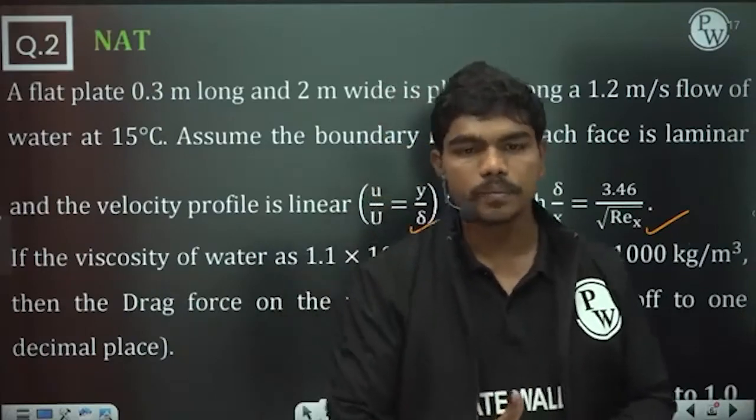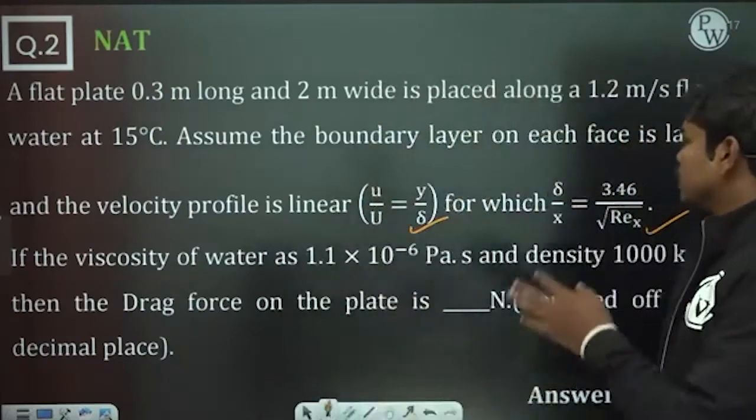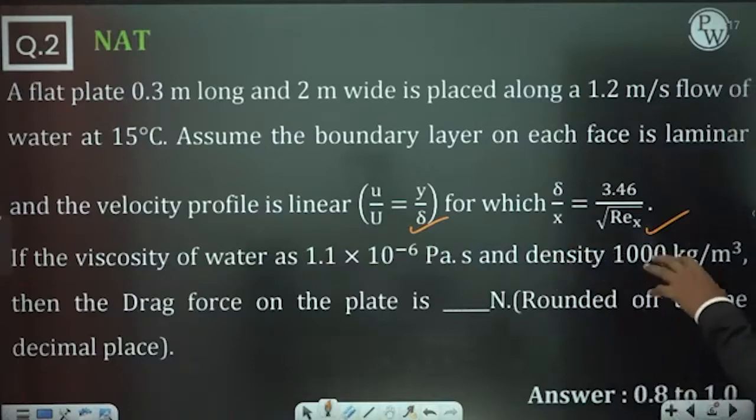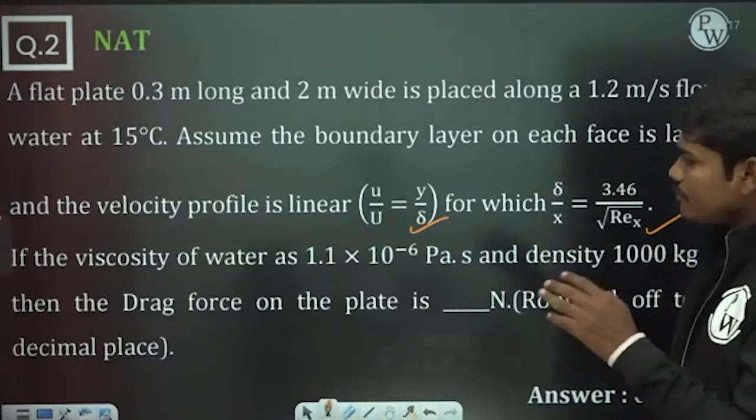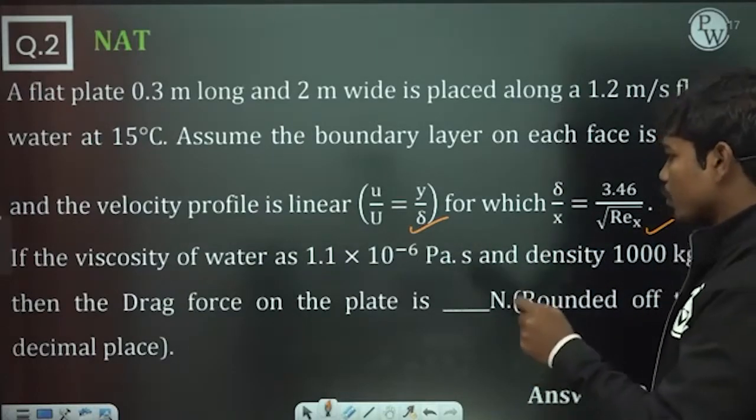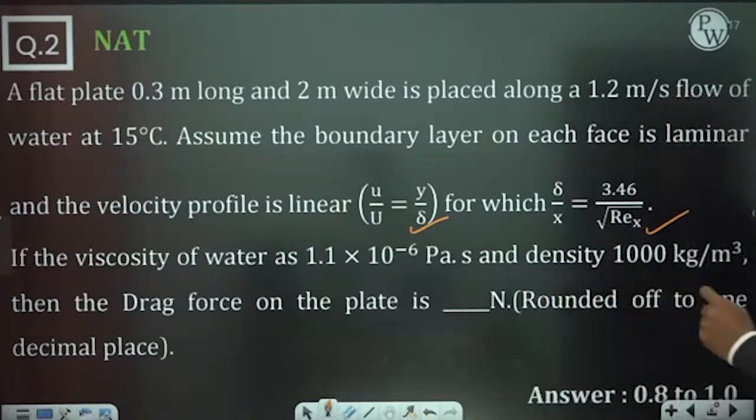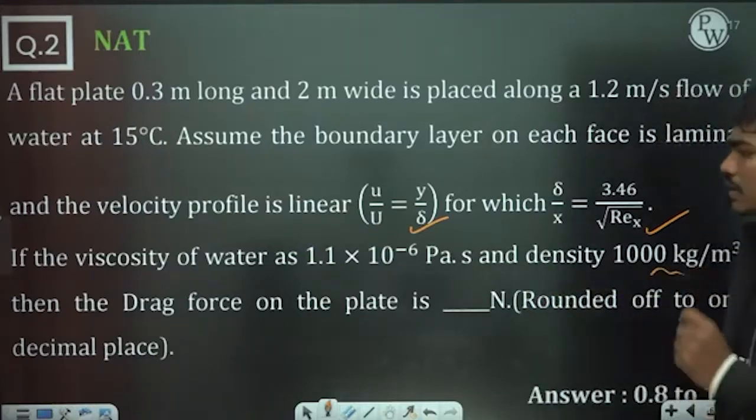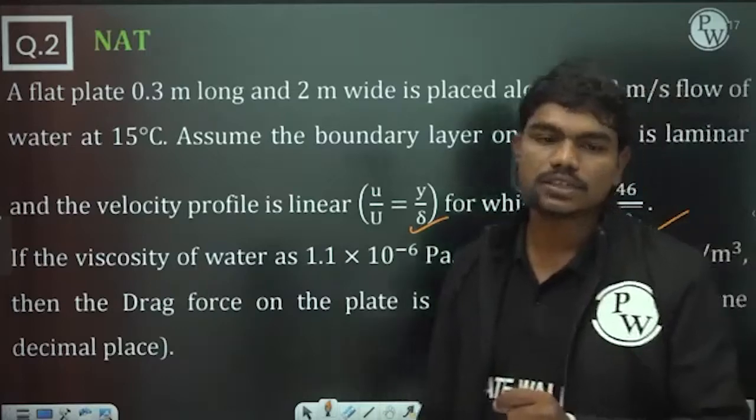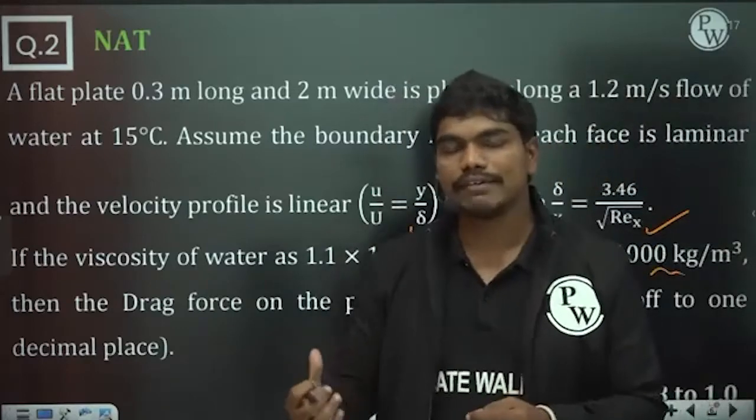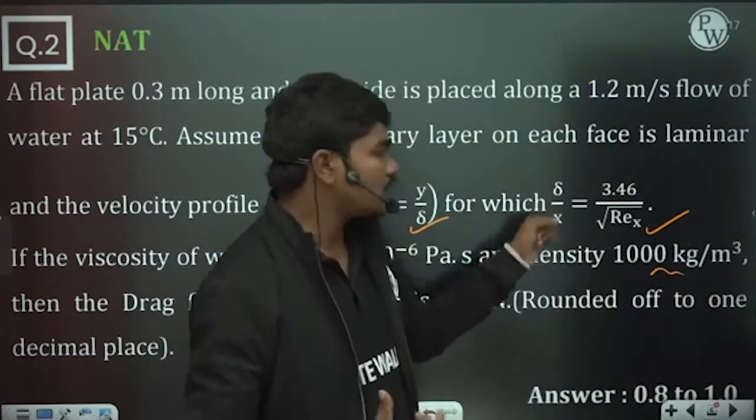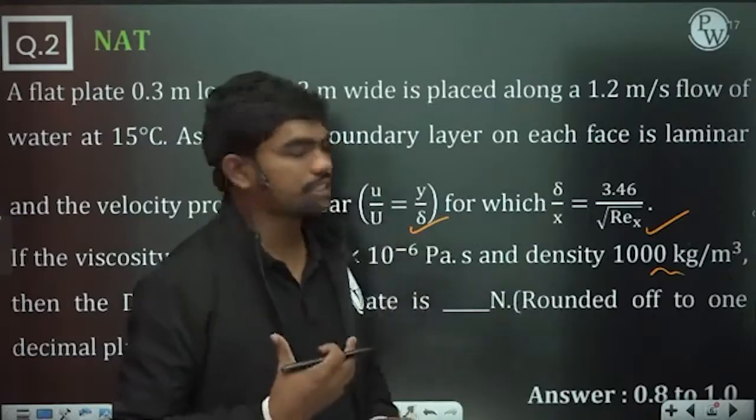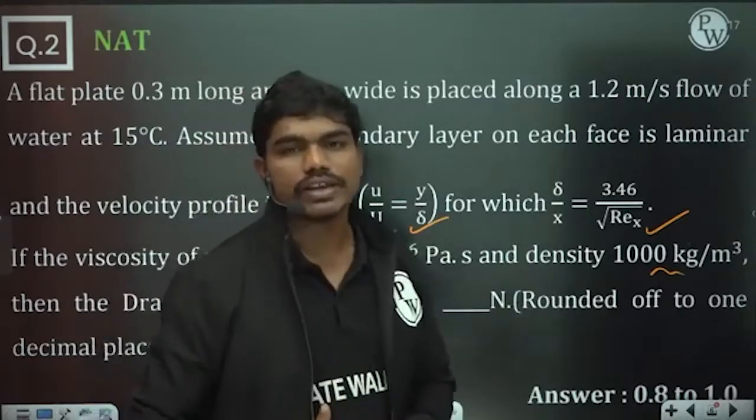Clear? Okay, now let us see here, for which delta by x is equal to 3.46 by square root of Rex. If the viscosity of water is 1.1 into 10 power minus 6 Pascal second and density is of course 1000 kg per meter cube, then the drag force on the plate is dash. So they have given you a velocity profile and also the variation of delta with respect to x. They are asking you what is the drag force. So how do we calculate the drag force?